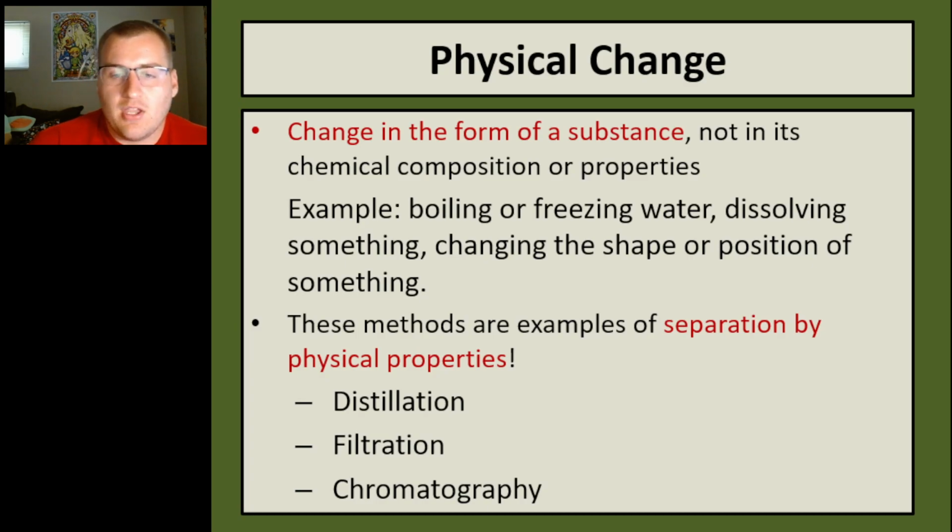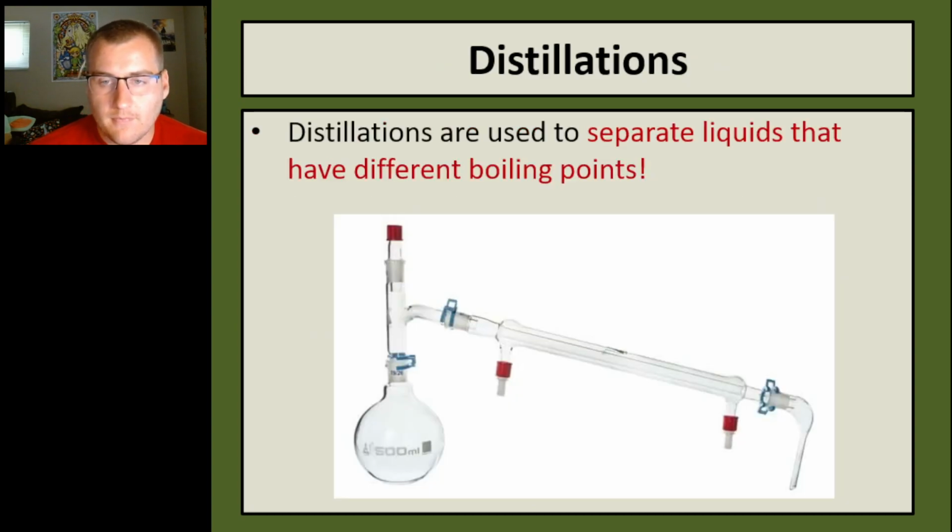There are a couple ways we're going to take advantage of the different physical properties of something to separate it. The three techniques we're going to start with this year, and we're going to do all of these later in their own labs as we go through the year, are distillation, filtration, and chromatography. There are all different ways to separate something by its physical properties, or chemical properties even.